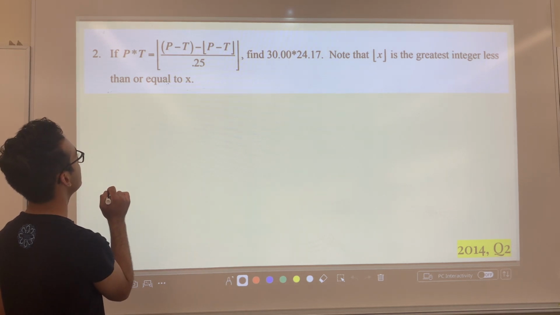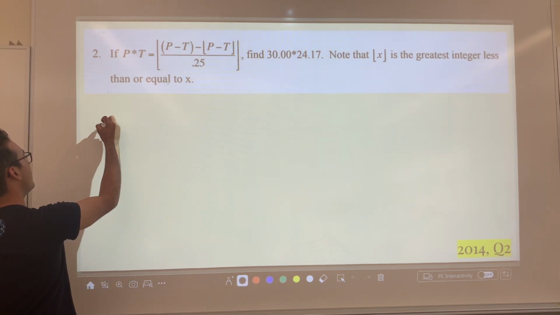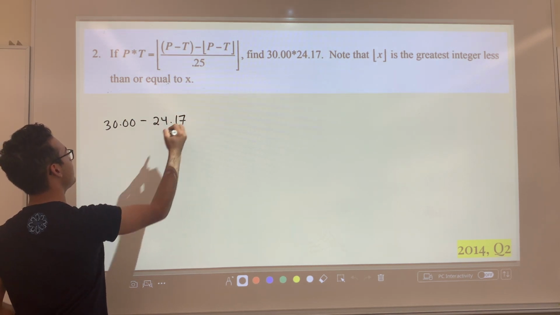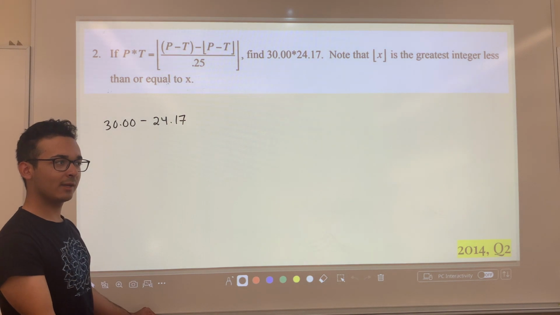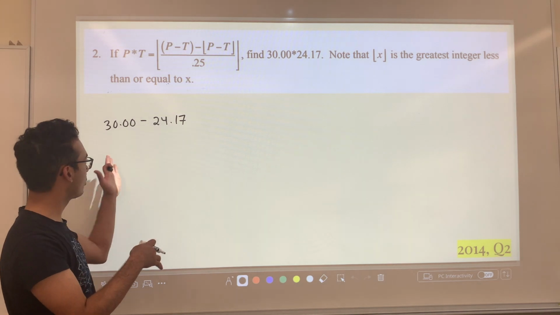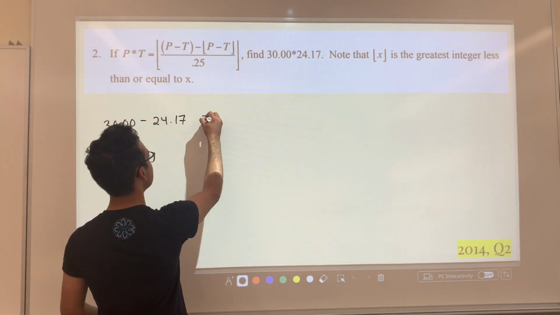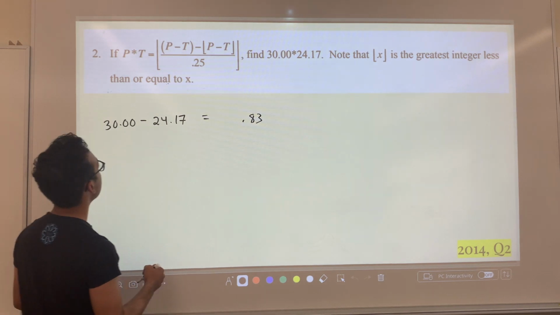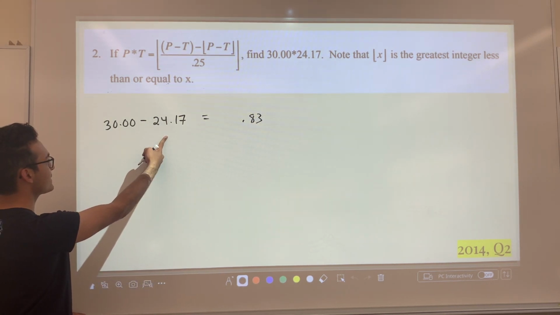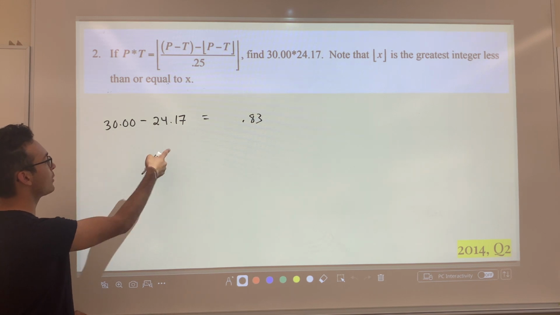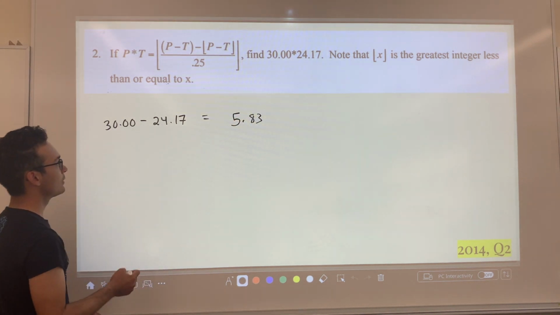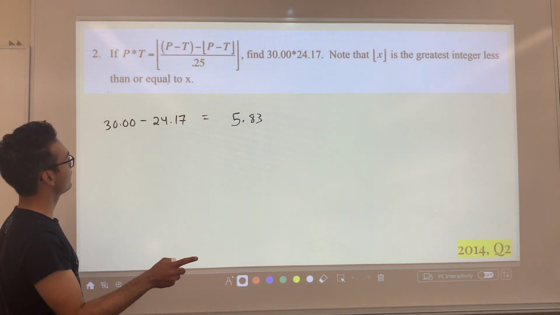First, I will do P minus T. 30.00 minus 24.17. Well, if we take 0.17 away, we're going to need 0.83 to fill that up to get a whole 0.00. So I know that our answer is going to end in 0.83. And then I know that 30 minus 24 would be 6, but we're doing 30 minus 24.17, so it will be a little bit less than 6, so it's going to be 5 here. So that minus that is equal to 5.83.